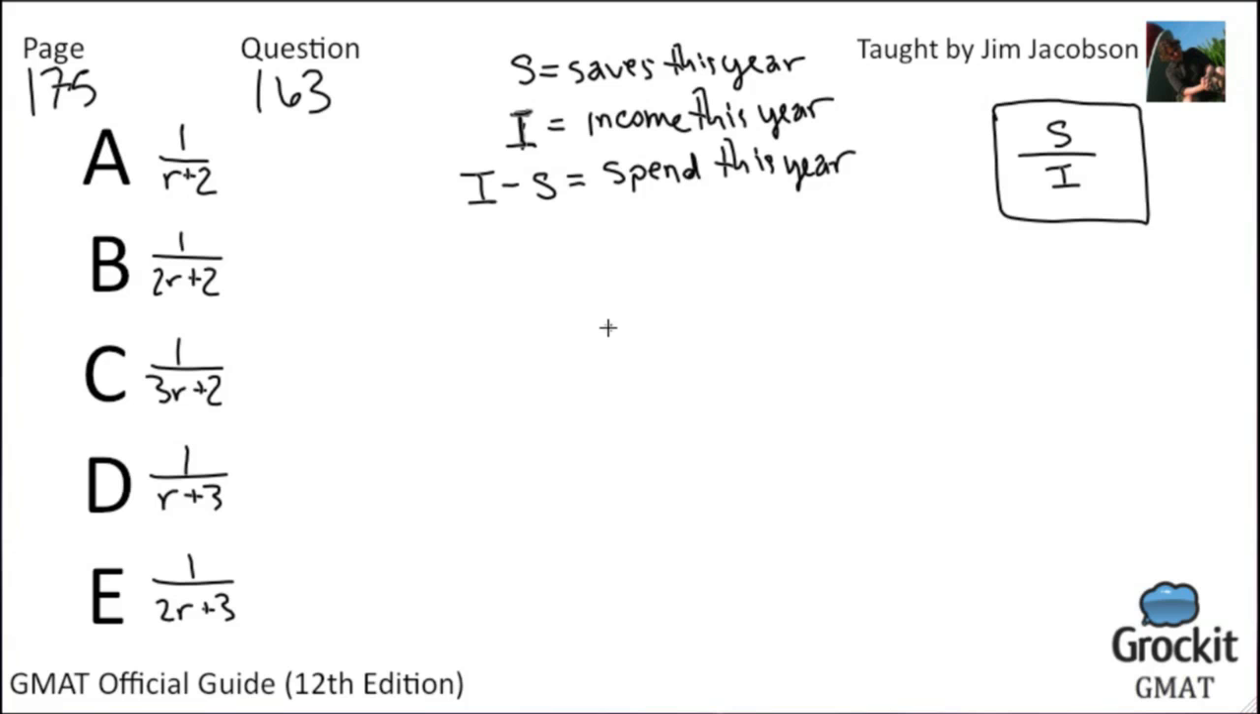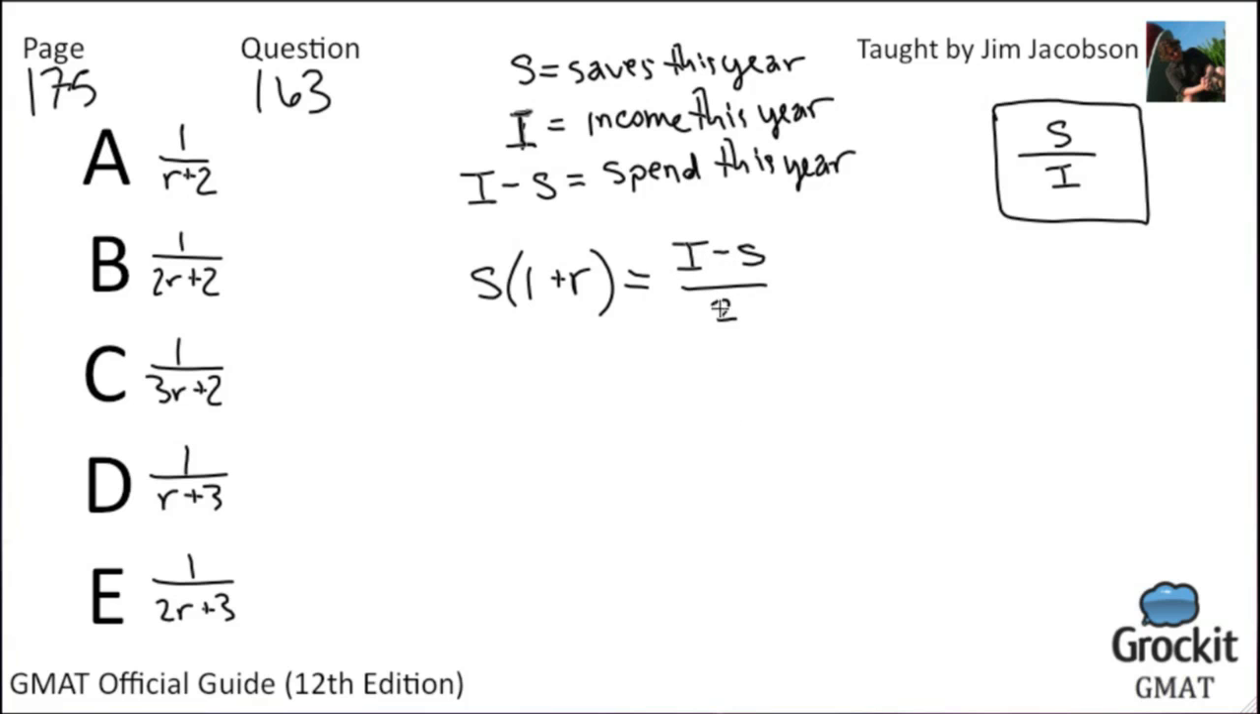So we also know that, for each dollar he saves this year, he will have 1 plus R dollars available to spend next year. So 1 plus R times the dollars he saves this year equals the amount that he has to spend next year. And we want that to equal half the amount that he spends this year, which we figured out. So we want that to equal his spending this year divided by 2.